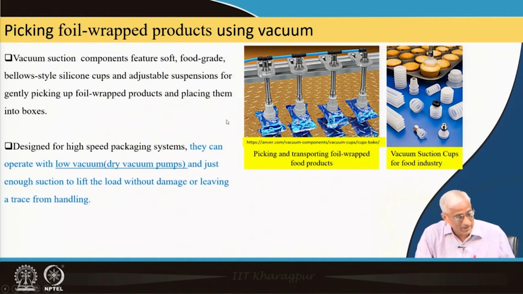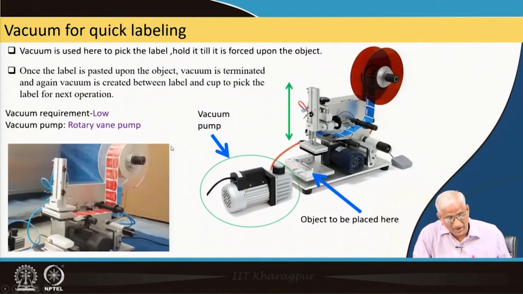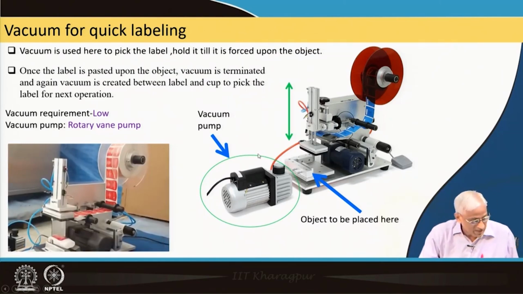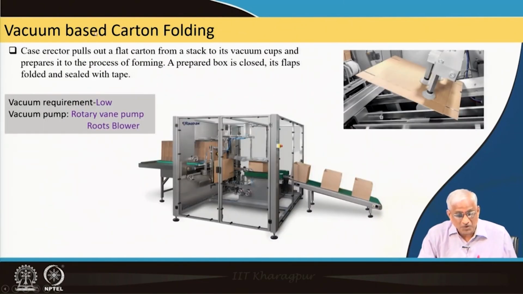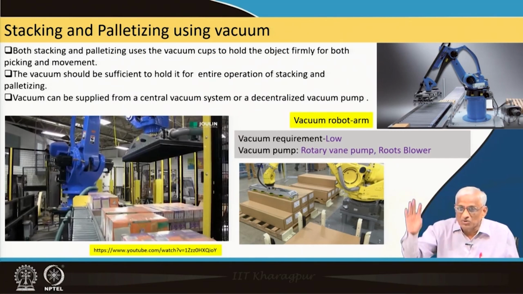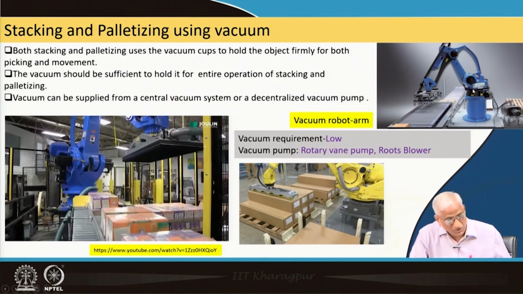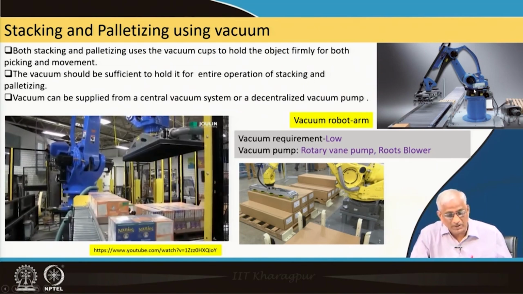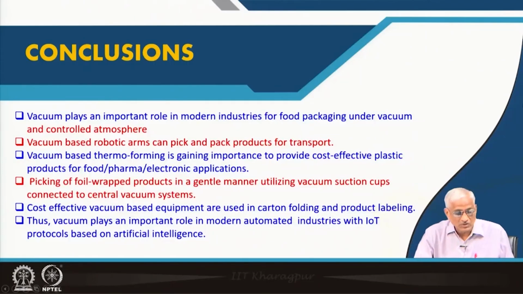So, if you know all that, it can be a very good success story in an industrial environment for labeling, carton folding and stacking in a very big industry, and palletizing them for finalization of the packing and sending it out for transport or shipment. So, this is how vacuum is playing a very important role. So, let us conclude now.